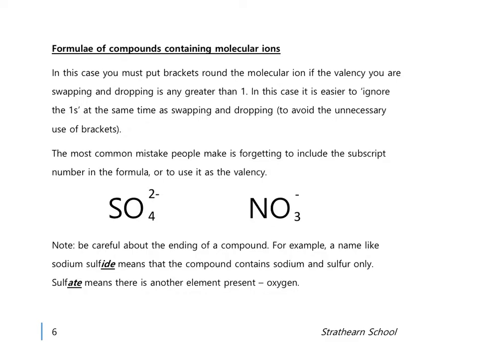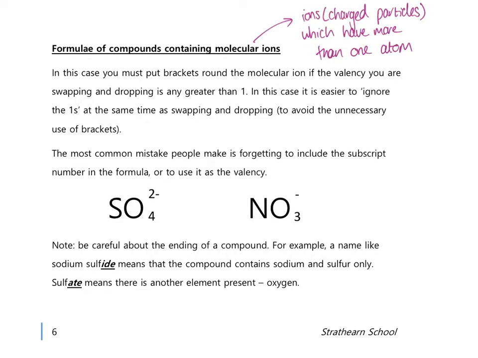So first of all, what are molecular ions and where do we find them? Molecular ions are simply ions, which we know are charged particles, which have more than one atom in them. So they're not simple ions like, say, Cl- or Mg2+. These ions have more than one atom. Or you can think about them as being molecules that have become charged, have become ions. And molecules are substances which contain more than one atom bonded together. They can be the same or different.